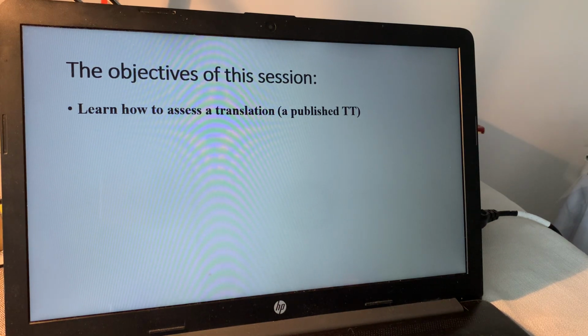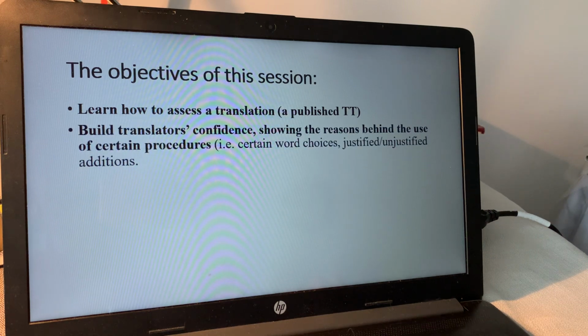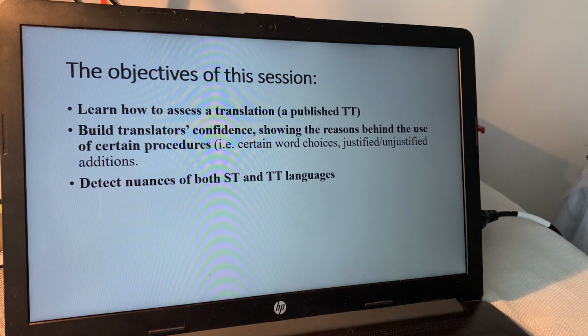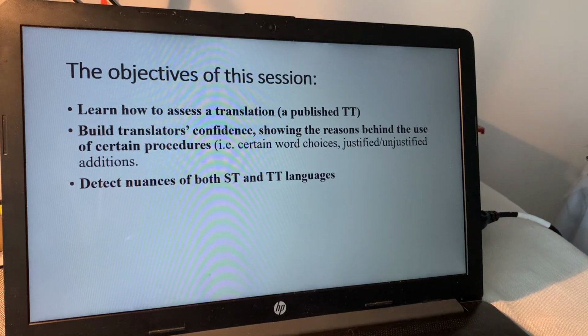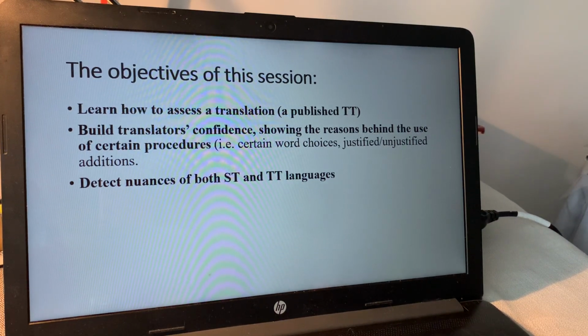The first objective that I am trying to actually convince you on is to learn how to assess a translation, a published one. Then trying to build translators' confidence, showing the reasons behind the use of certain procedures in the translation, like why did you choose certain words, or why did you add something that's justified or unjustified addition, and also detect some nuances of both the ST and TT languages while you are analyzing the two texts.